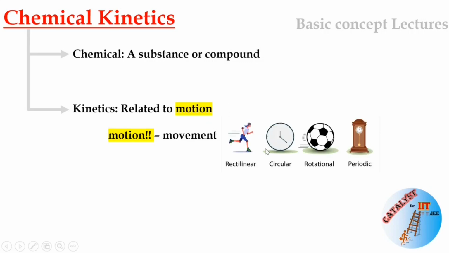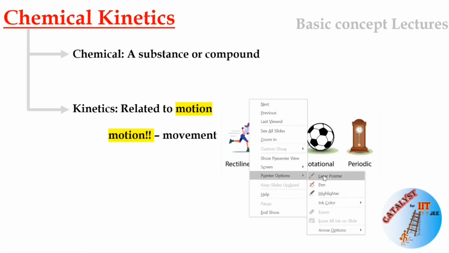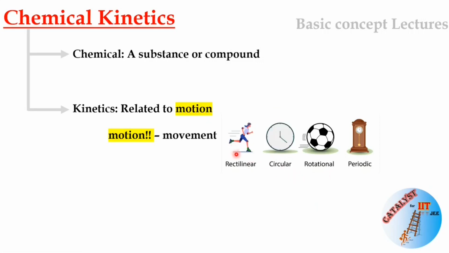Now, as you can see here, this person, let me switch on the laser pointer first. As you can see, this man is running straight from here to this direction. This motion or movement is called rectilinear motion. Now the clock is rotating like this. So this is called circular motion. When a football is rolling on a ground, the motion is called rotational motion. And for a pendulum, this motion is called periodic motion.